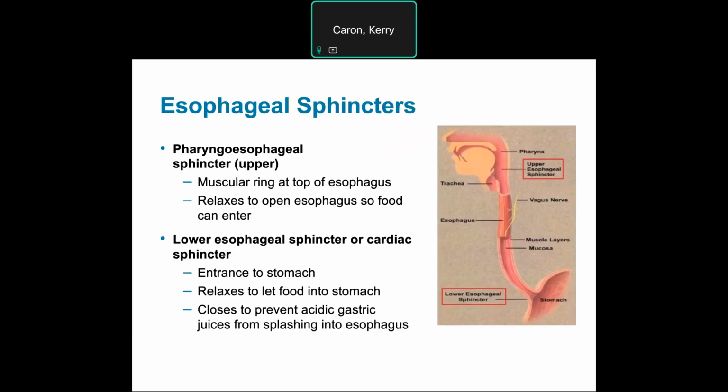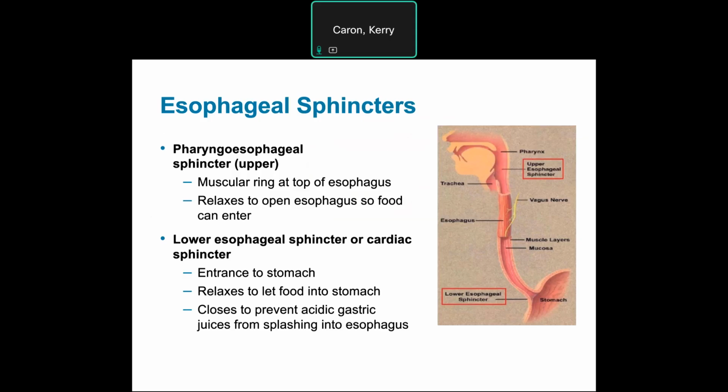We have two sphincters. Okay, remember those are muscular rings that open and close and allow movement. We have one at the top of the esophagus and one at the bottom of the esophagus, right at the stomach. So talking about the top one first, we call that the pharyngoesophageal sphincter or the upper esophageal sphincter. And that's the muscular ring on the top. And that will relax to open the esophagus so food can enter.